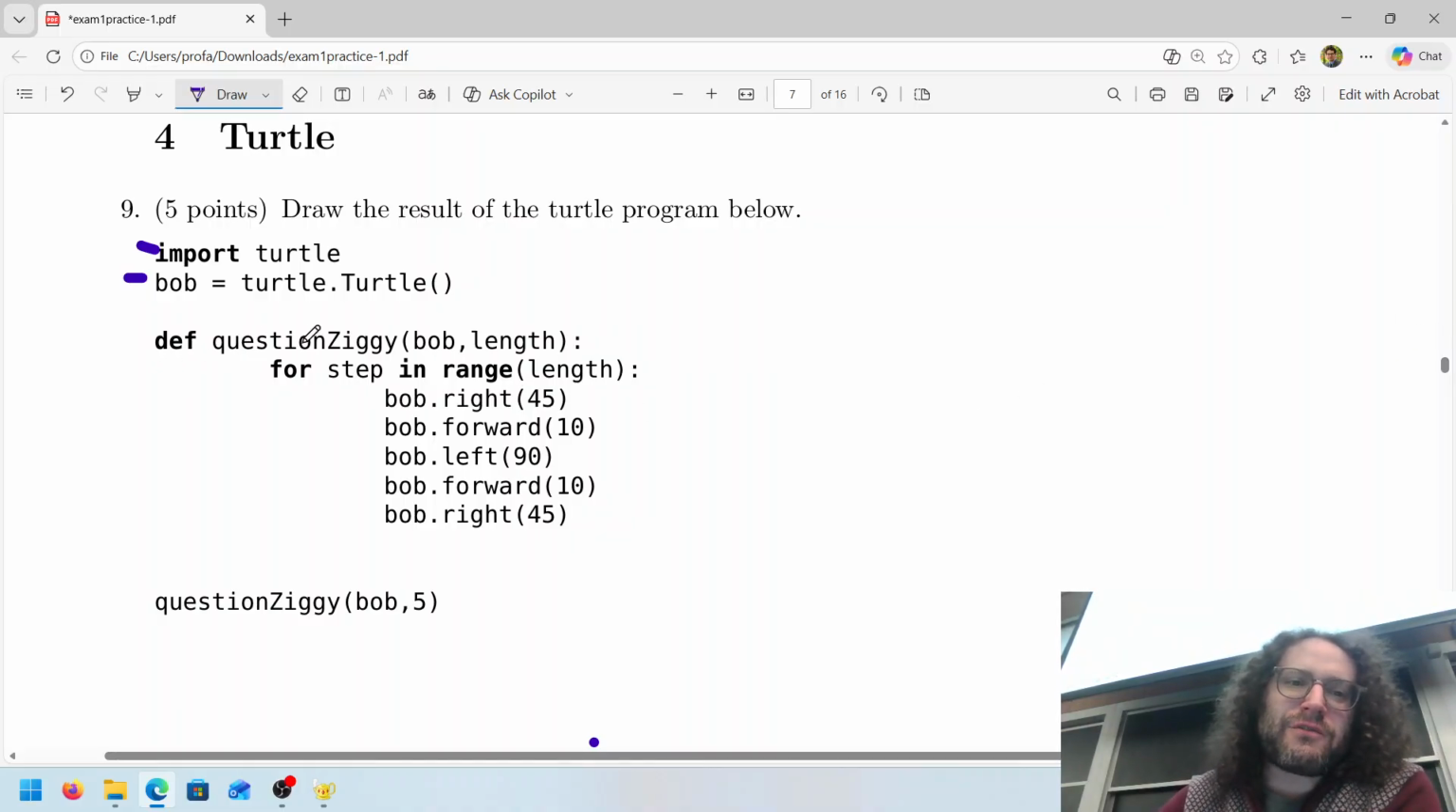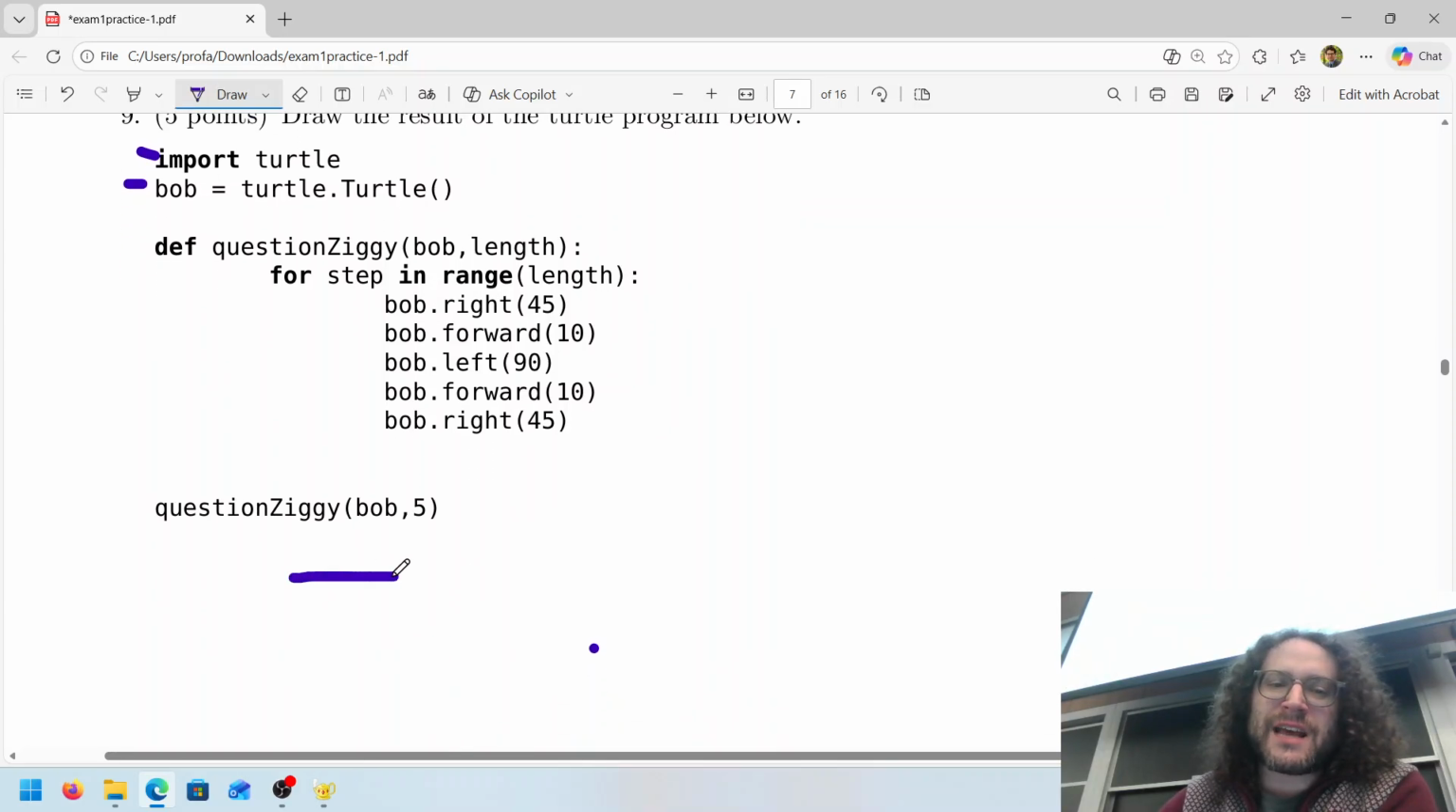Okay, def question Ziggy, Bob and length. For step in range length. Okay, so Bob starts out facing this way, and he's going to be right over here. We're going to start over here. So Bob dot right 45. So he's going to be facing this way.